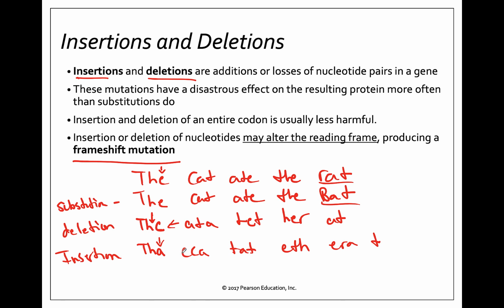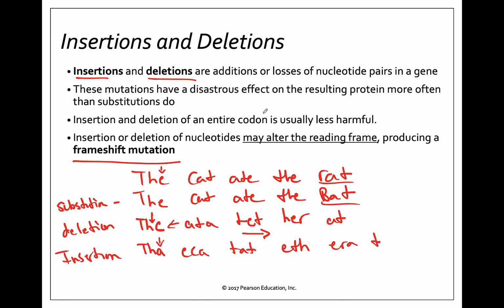So we get the, eka, tat, eth, era, t. It doesn't make sense. We've shifted the entire reading frame this way. So now all of the codons are wrong. So a deletion or an insertion of a single nucleic acid, of a single nucleotide, can be really disastrous.